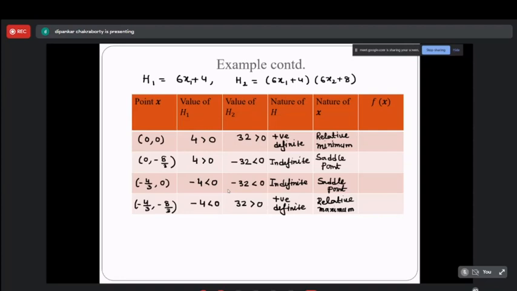relative minimum. If they are alternate in sign starting with negative, then, sorry, I have written positive. Sorry, this is negative definite. I said negative definite but wrote positive, sorry for that. So if they are alternate in sign, it will be called negative definite. The nature of the Hessian matrix will be negative definite, and in that case the nature of the point will be relative maximum. In any other situation, the nature of the Hessian matrix will be indefinite.